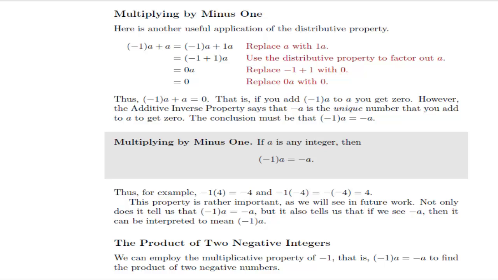Not only does it tell us that negative 1 times a equals negative a, but it also tells us that if we see negative a, then it can be interpreted to mean negative 1 times a.